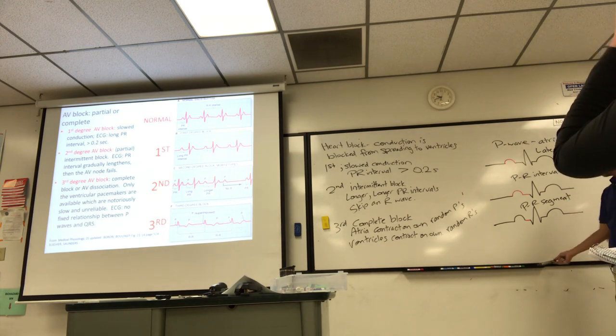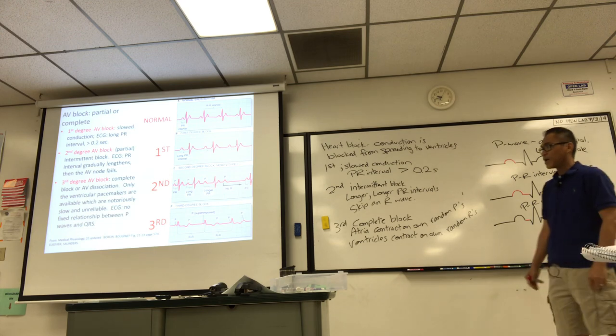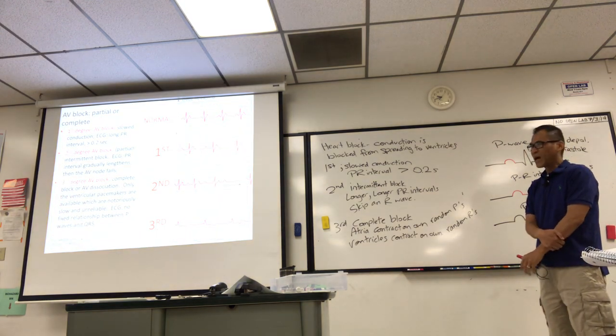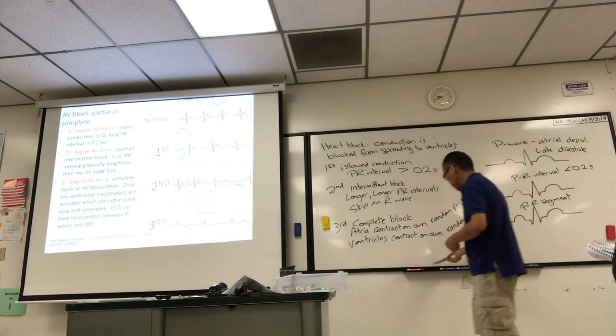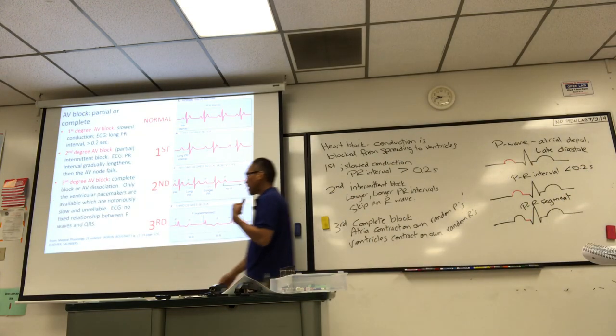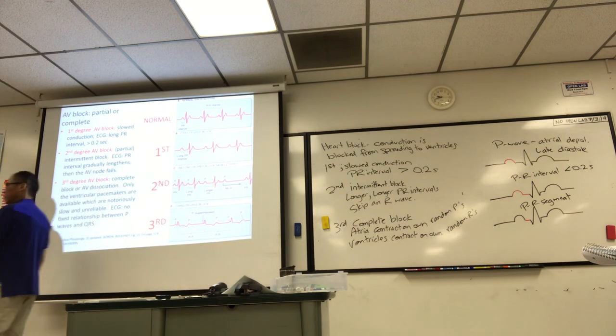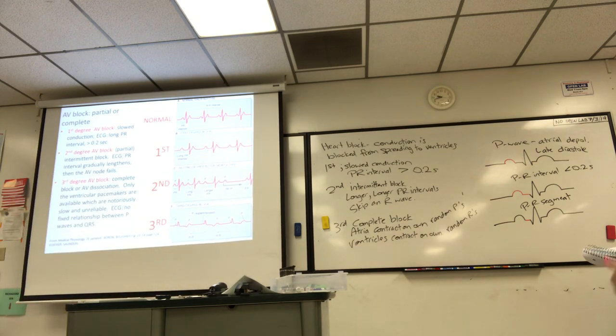Now, the third degree heart block is the most serious one. The ventricles have pacemaker cells, but they're not very reliable. They're very slow to beat. It's actually the Purkinje fibers, as we'll see. Anyway, be able to know the difference between the three kinds of heart block.